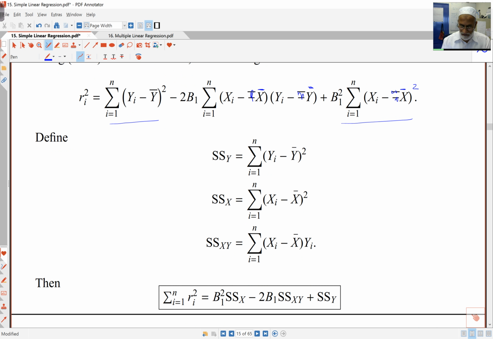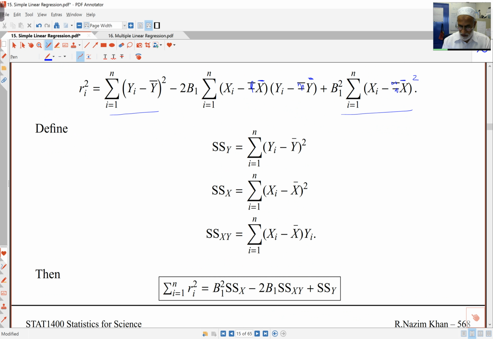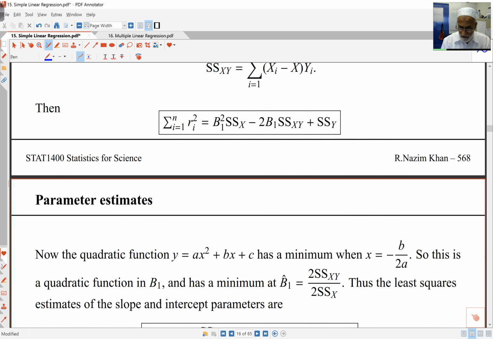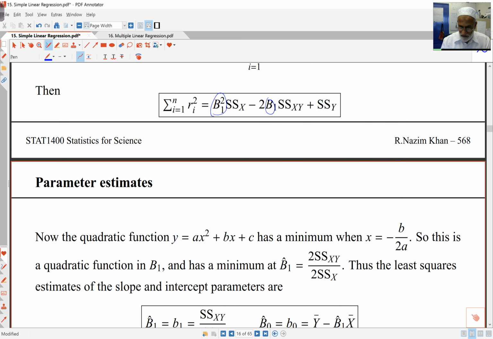So then my residual sum of squares becomes b1 squared SSx, minus 2 b1 SSxy, plus SSy. And now this is parabolic. So this is my variable, the b1 squared and the b1, and the coefficient essentially is SSx, minus 2 SSxy, plus SSy. So this thing is a minimum when b1 is equal to negative of the negative 2 SSxy over twice a, which is 2 SSx.